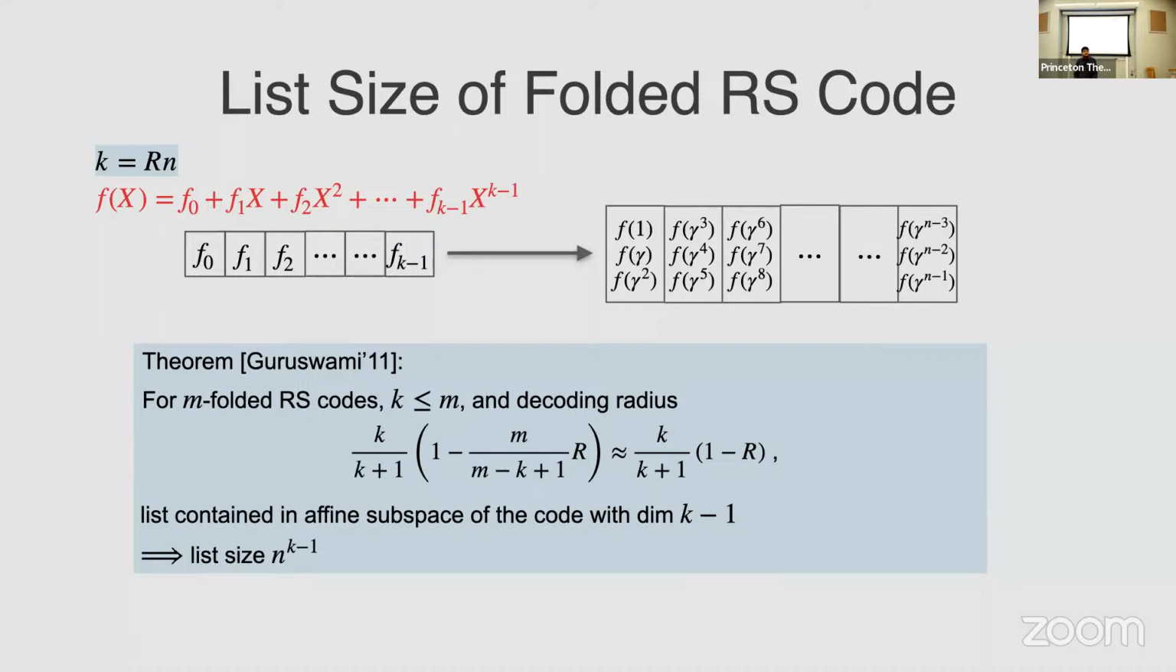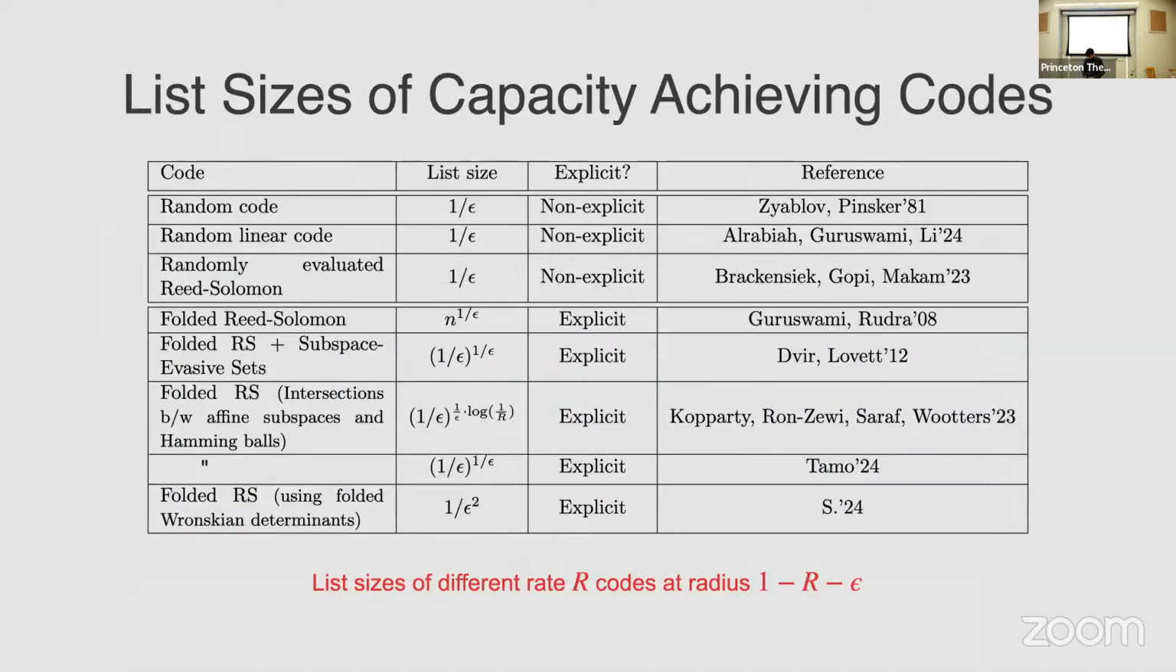But this list size of n to the 1 over epsilon is not very ideal. In particular, random codes definitely beat this kind of bound. So we'll see, for random codes, the list size turns out to be just 1 over epsilon when we are decoding at 1 minus r minus epsilon. For folded Reed-Solomon codes, as I just said, the list size is n to the 1 over epsilon. The first three constructions are random. All the later ones are explicit.